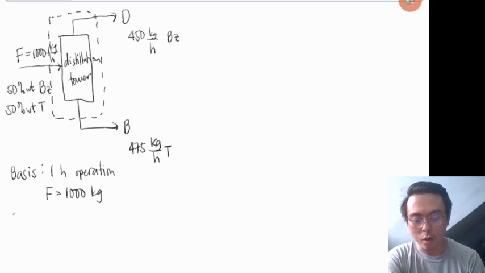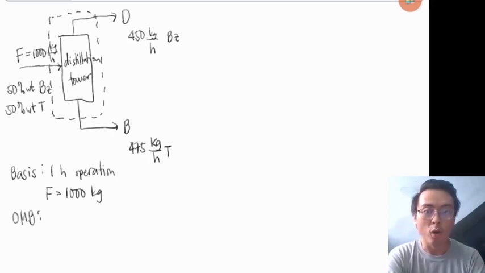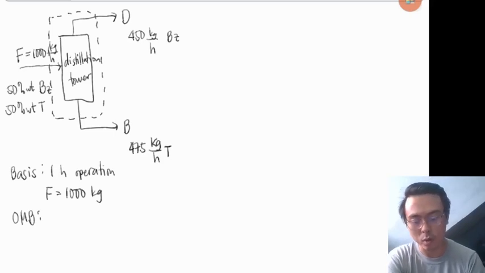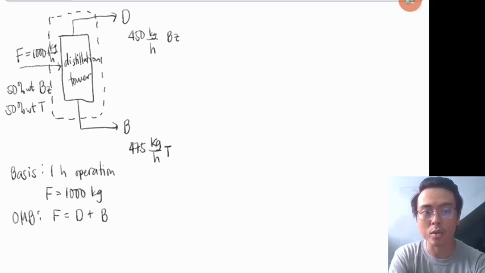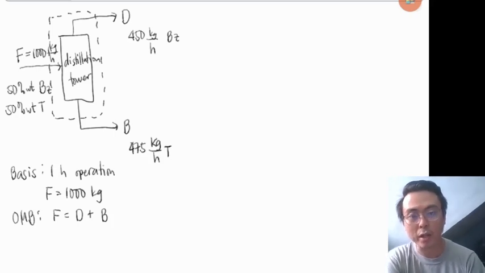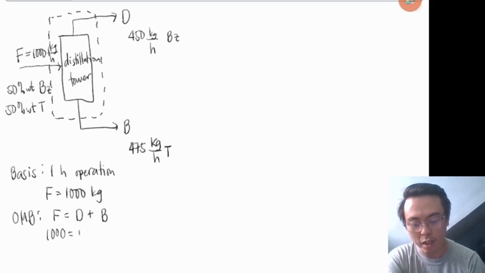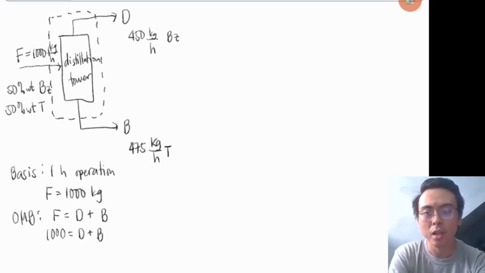We then proceed with our OMB, or overall material balance, wherein we collect all of the streams. So what is your OMB here? You only have one stream going in, that's F. You have two streams going out. So we write that as F equals distillate plus bottoms. It's always everything that's going in equals everything that's going out. Now we have a value for F, that's 1,000. So let's substitute: 1,000 equals distillate plus bottoms. And we have already performed our OMB, so we're done with our OMB.